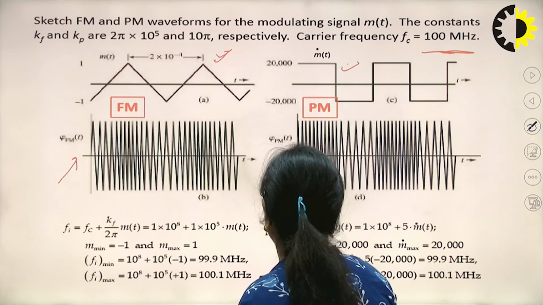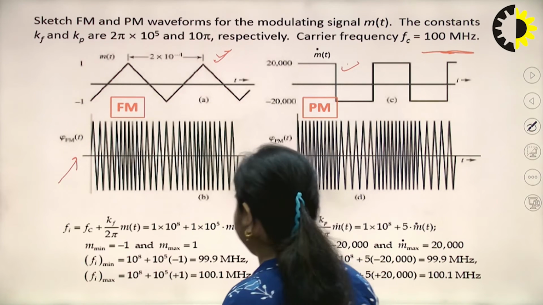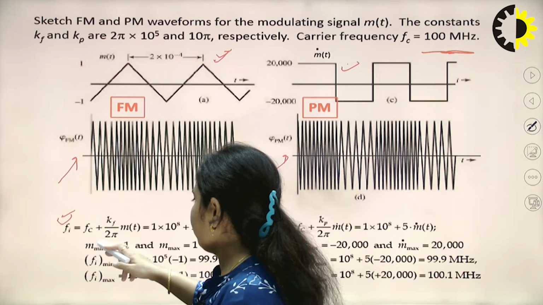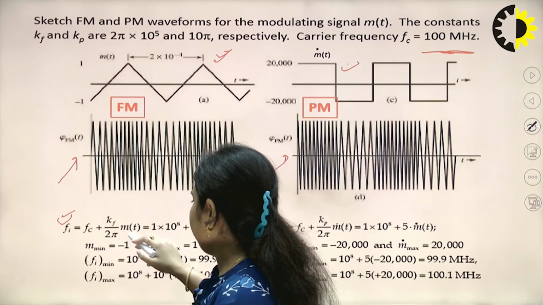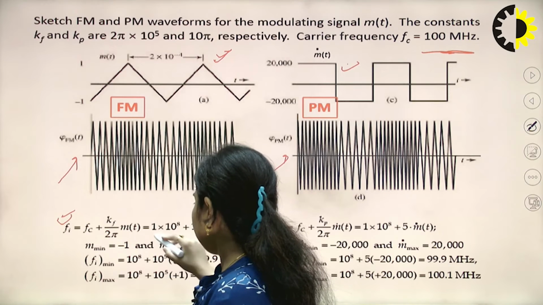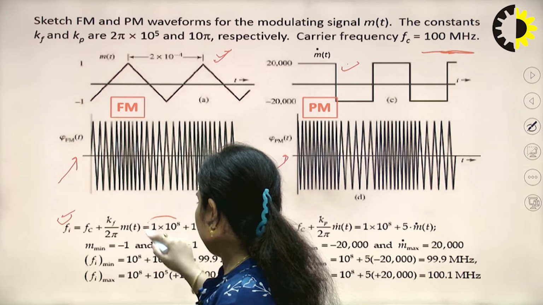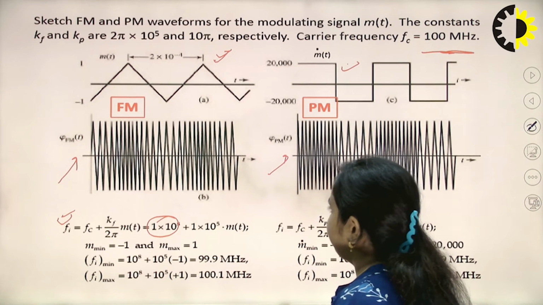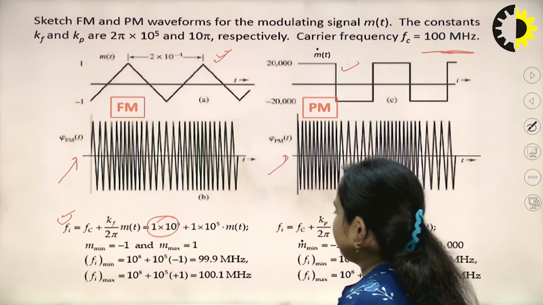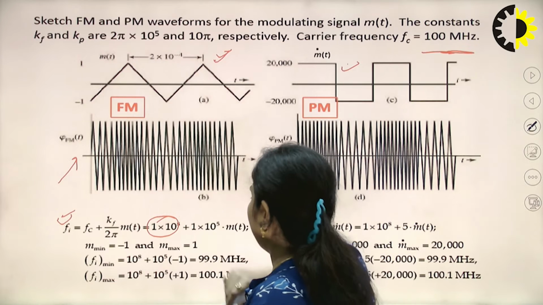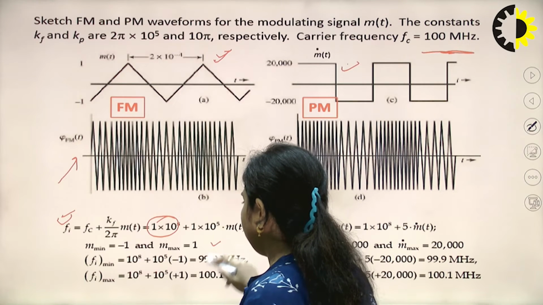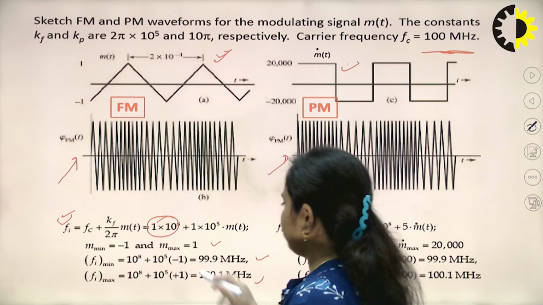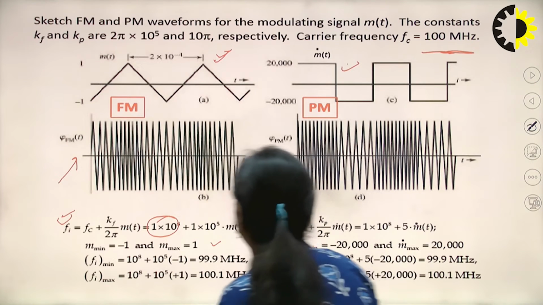Now in case of FM, the instantaneous frequency is given by this equation, f_i equals f_c plus Kf upon 2 pi into m(t), which is equal to 100 megahertz plus Kf, which is also given, divided by 2 pi into m(t). The m(t) amplitude will be 1. So m max is 1, m minimum is minus 1. So you can calculate both the values and corresponding to that you can draw the waveform.